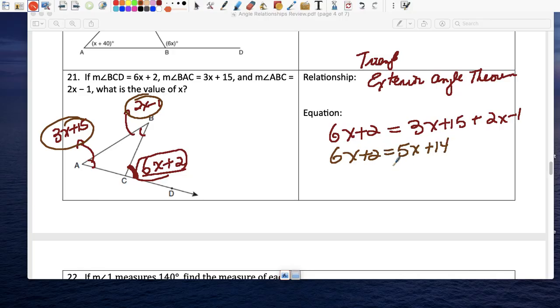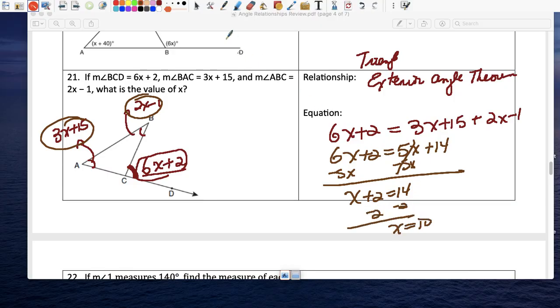That would be minus 5x on this side, minus 5x. We get 6x minus 5x is x, plus 2 equals 14. And then minus 2, x equals 10. There you go, nice pretty number. So if x equals 10, the exterior angle is 6 times 10 plus 2, which gives me 62.